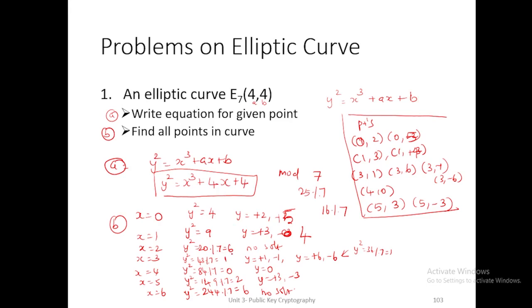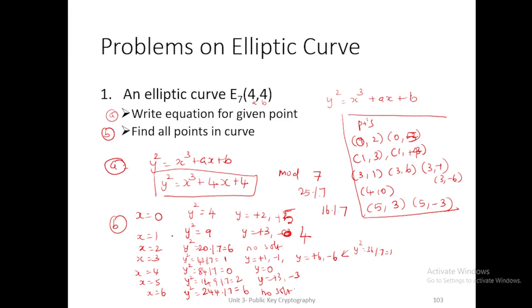So the remainder 6 means it's not possible, so there is no solution. Otherwise, you take its equivalent values; the possible values are 6 or 20, or 3 cross 7, which is 21, plus 6 is 27. It is also not possible to find a square root value. So there is no solution for x equal to 2.